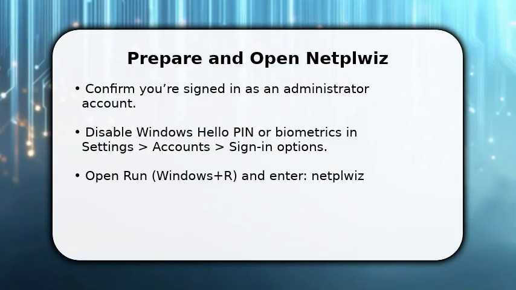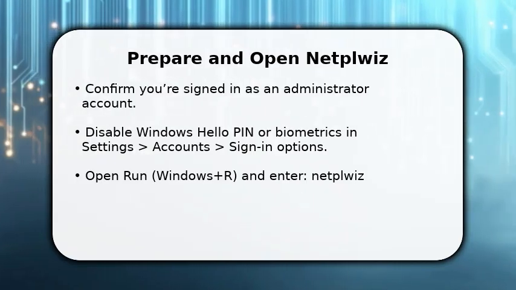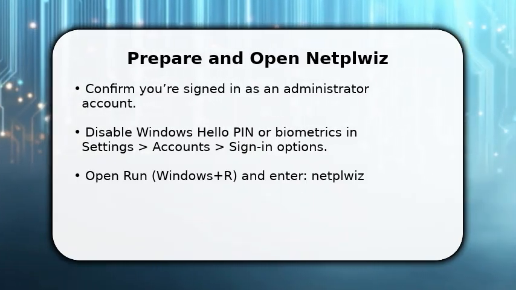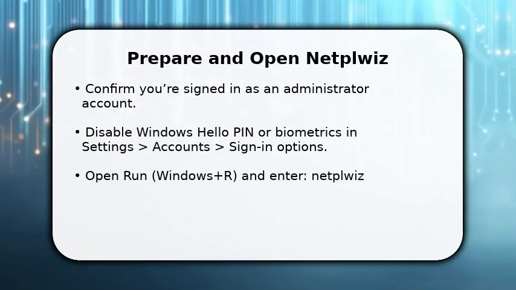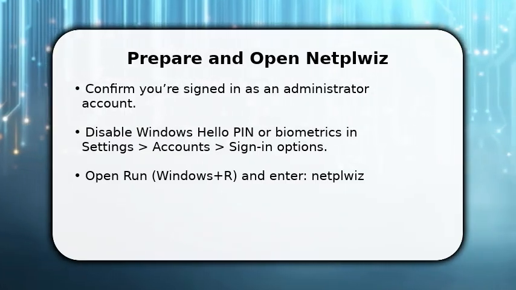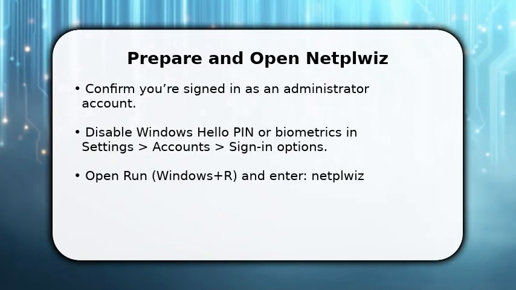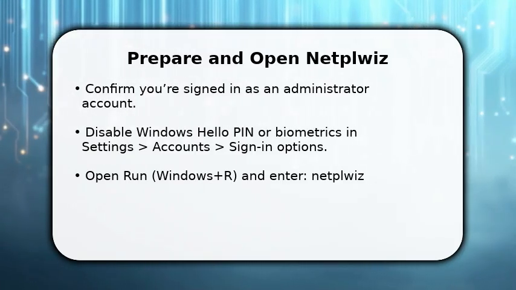You start by making sure you're on an administrator account. This lets you change sign-in behavior. Disable Windows Hello PIN or fingerprint first so the system won't insist on alternate credentials. Then press Windows plus R, type netplwiz, and press Enter.